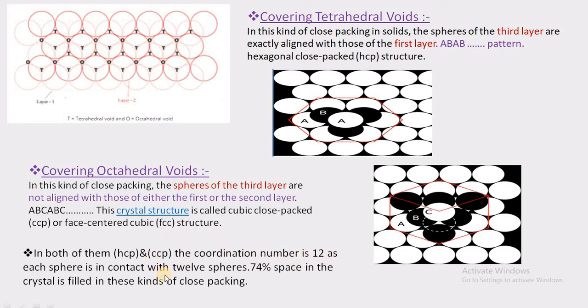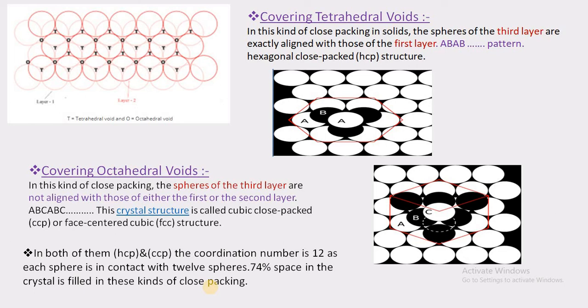Each sphere is in contact with 12 spheres, and 74% of the space in the crystal is filled in this kind of close packing. We have to remember two types of voids, and the third layer is arranged in such a way that tetrahedral voids are covered or octahedral voids are covered. Like this, a three-dimensional structure is formed, which consists of two types of arrangement. These are the ABAB pattern and the ABCABC pattern. The resulting structure is known as hexagonal close packed structure, HCP, which has coordination number 12.